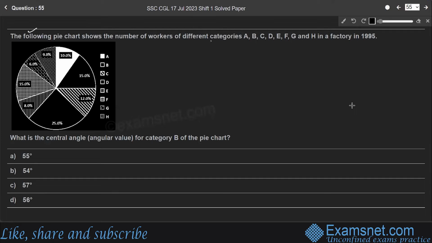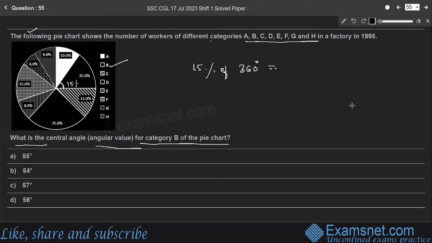Question 55. The following pie chart shows the number of workers of different categories A, B, C, D, E, F, G, and H in a factory in 1995. Here the question is, what is the central angle for category B of the pie chart? Central angle means angular value. So here the category B holds 15% of the total angle. Here total angle is 360 degree. So 15% of 360 degree gives the central angle for category B.